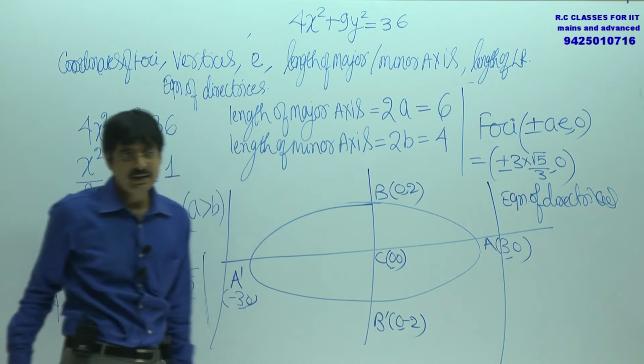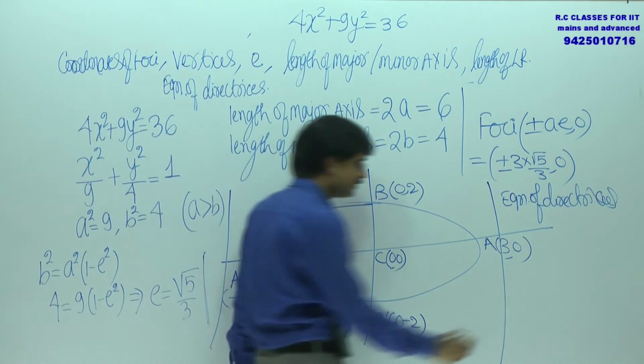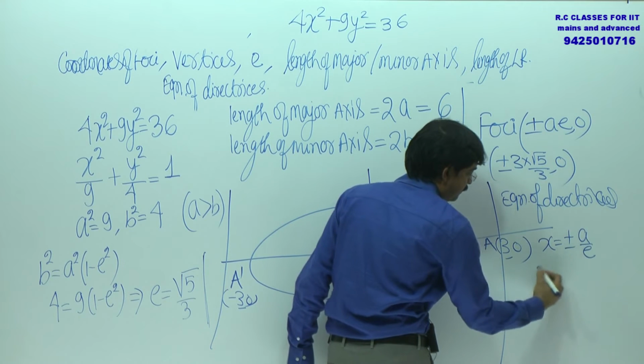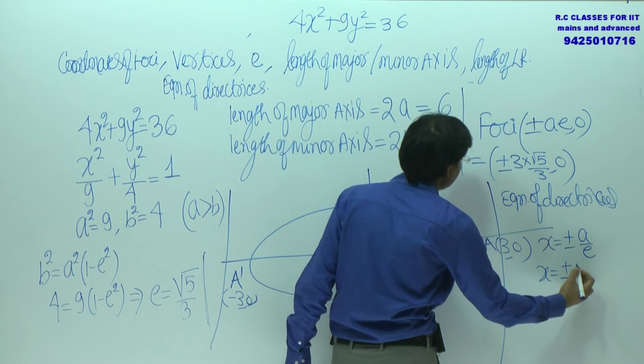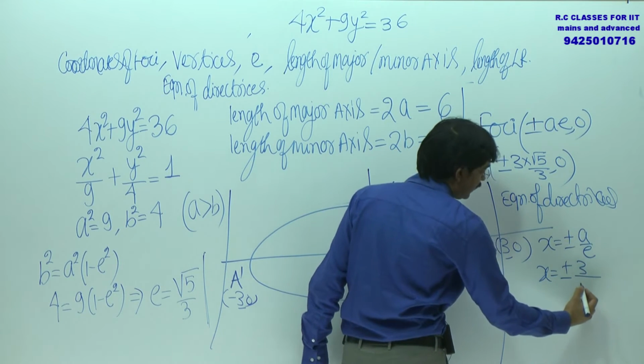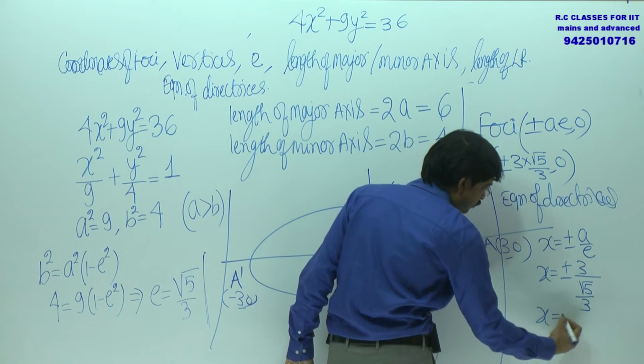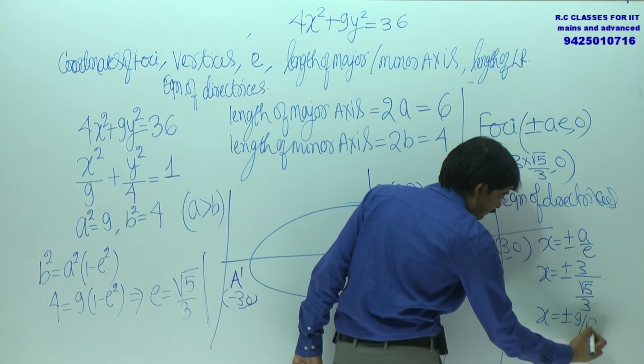Y axis के parallel lines हैं, x is equals to constant, x is equals to what? Plus minus a by e. X is equals to plus minus a, which is 3 divided by e, which is root 5 by 3. So x will be equals to plus minus 9 by root 5.